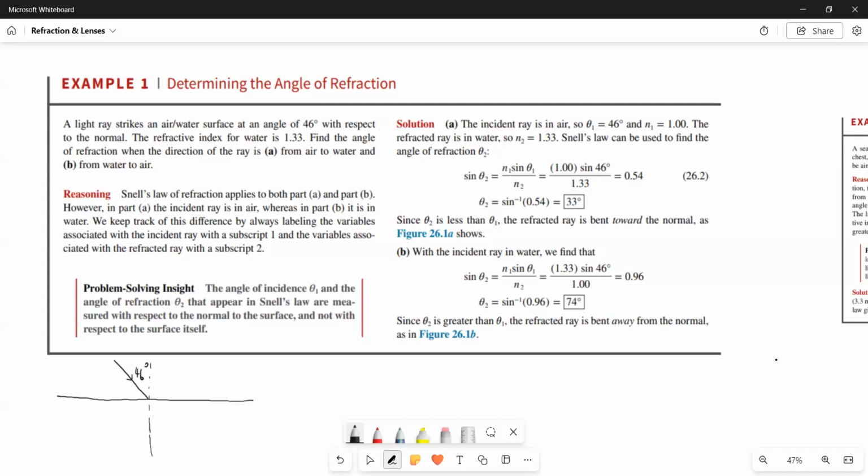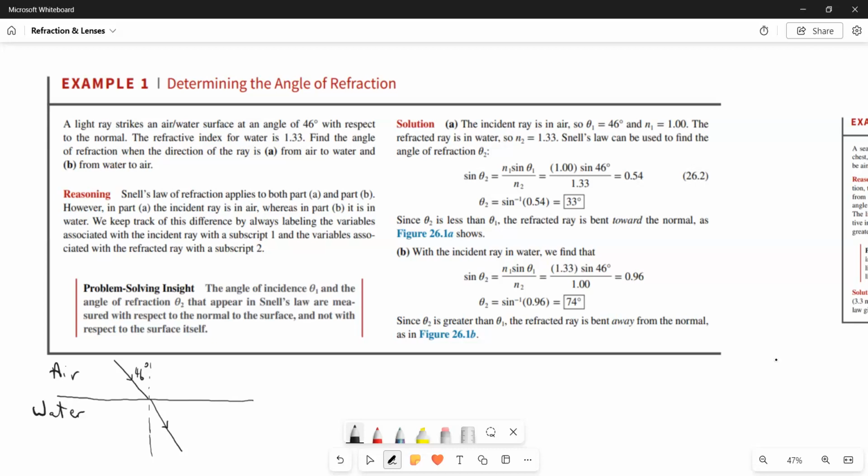And then, well, they give you the refractive index of water. And they want you to find the angle of refraction when the direction of the ray is from air to water. So it's coming in from air, and it's going to do a little bit of bending there, right? So good. So it's going through there. So this is air. This is water. All right.